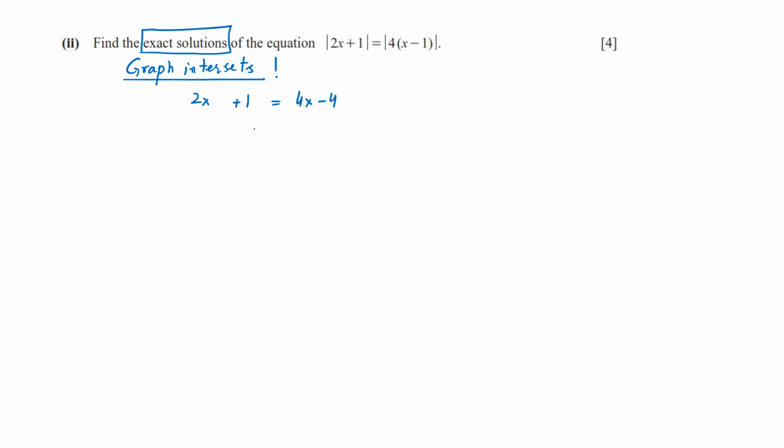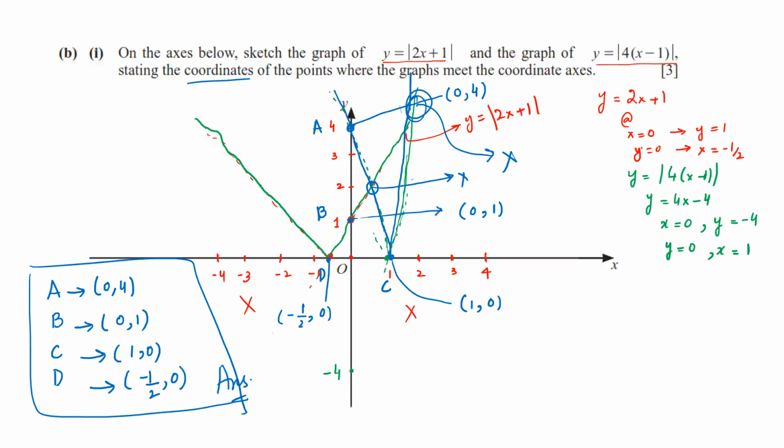Solve it for x. So what are we left with? We are left with minus 2x equals minus 5. So x is equal to 5 by 2. You can call this case 1. The second case, case 2.